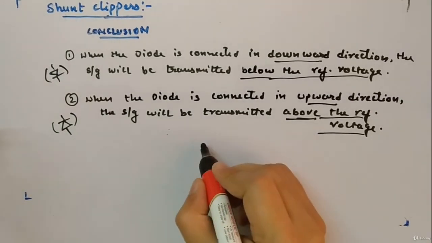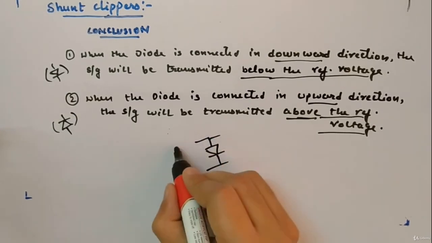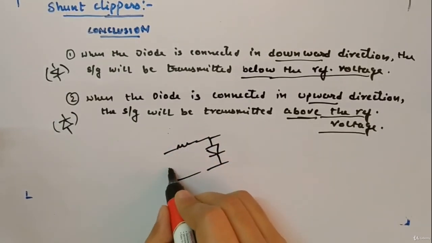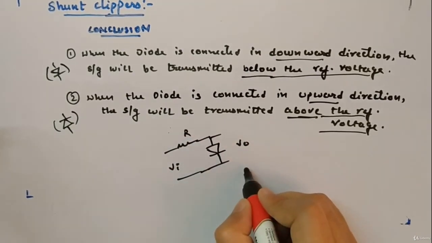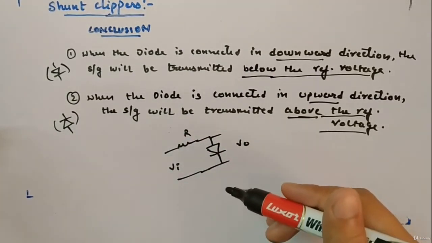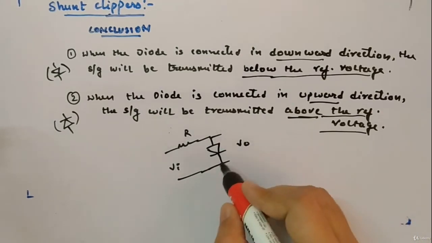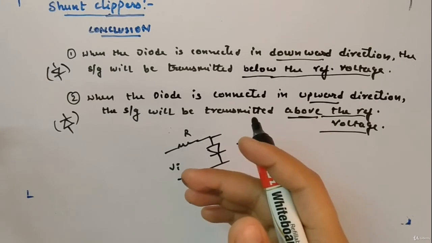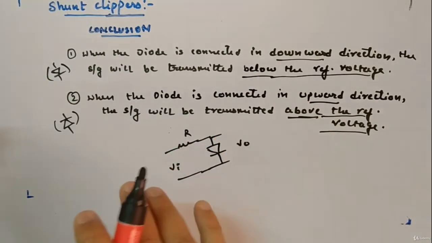So remember, when we were not having any reference voltage, in this way, then the reference voltage here is 0. So above 0 or below 0 it will pass. So I hope you got the feel of how a shunt clipper works. Okay, now we will move on to series clippers.